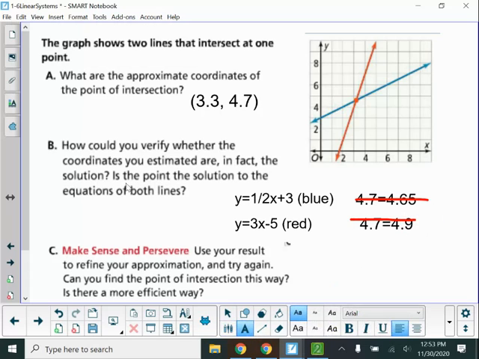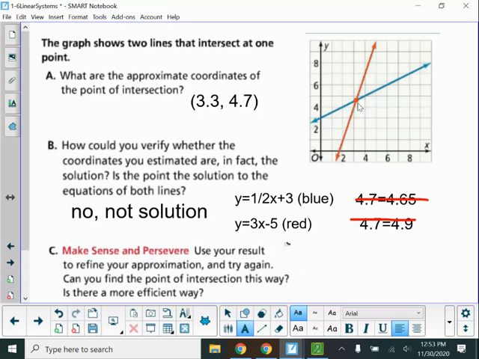So the question says, how could you verify? You could verify by plugging in. And is the point a solution? No, not a solution. So this is not, in fact, a solution to what we have here. And it says, use your result to refine your approximation and try again. Can you find a point of intersection this way?